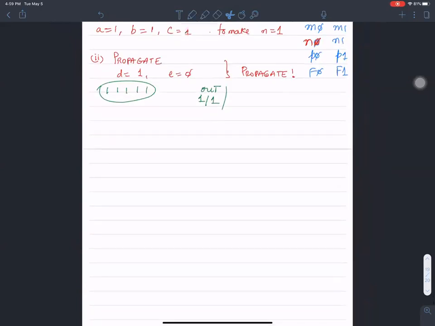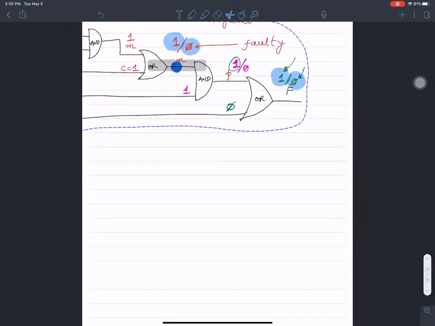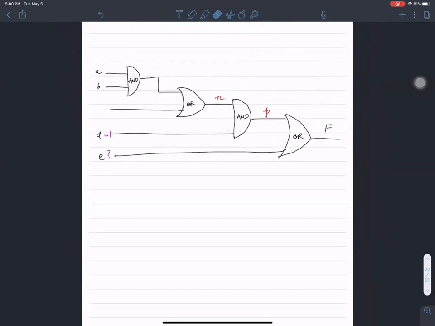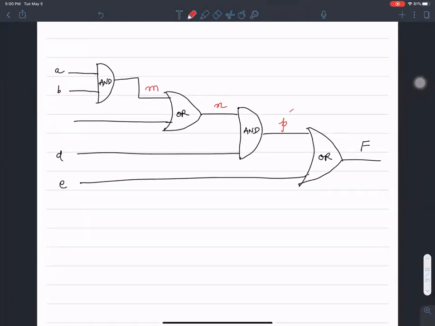Let's pick another value. Let's see. Let's arbitrarily pick, I don't know, this is M, right? Let's arbitrarily pick any particular node, and then see if we can test for a fault on this guy. I want to test for P stuck at 1, which is also shown as P1.